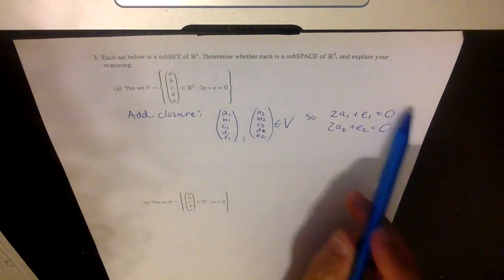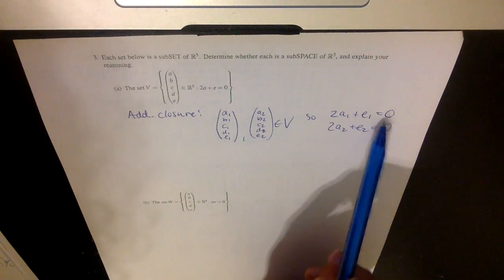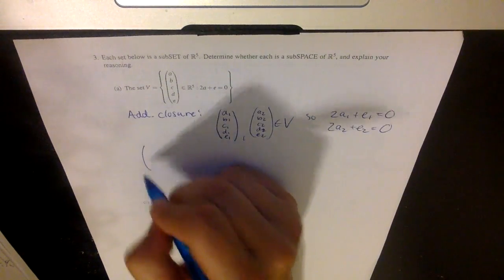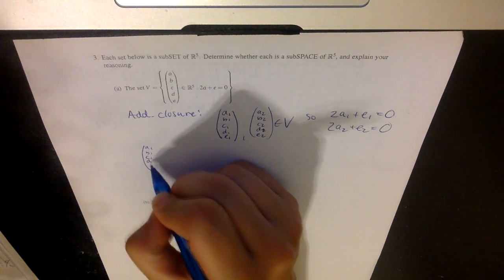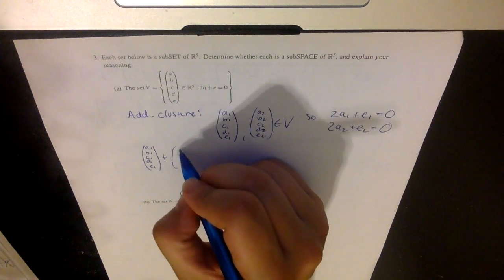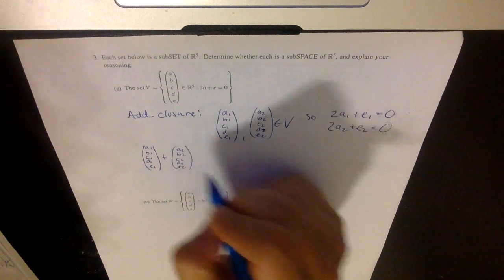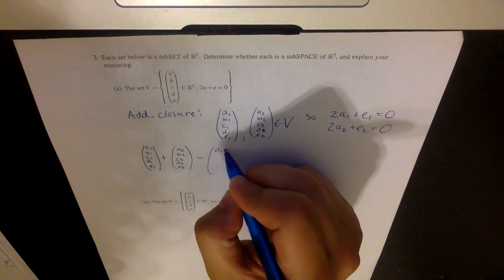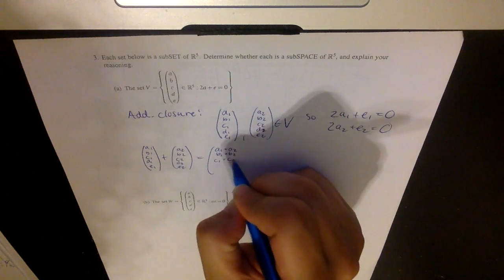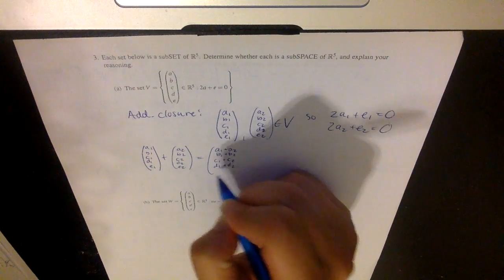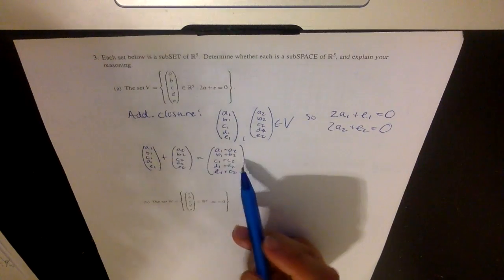Okay, so we take two vectors in our set. We know something about their components. Then we want to add together the vectors. So A1, B1, C1, D1, E1 plus A2, B2, C2, D2, E2 is equal to A1 plus A2, B1 plus B2, C1 plus C2, D1 plus D2, and E1 plus E2. Okay, now we want to check to see if this is in the set.